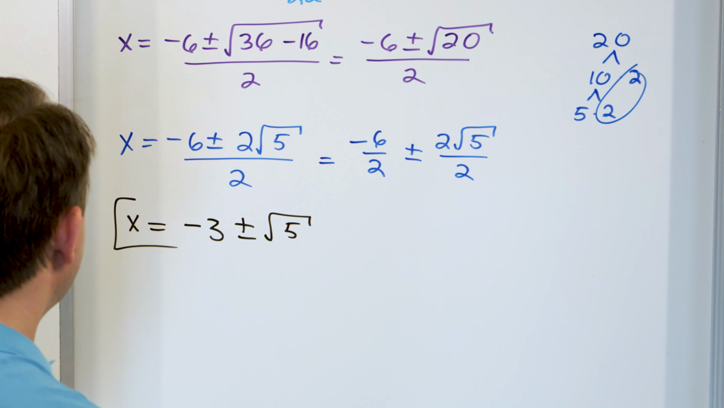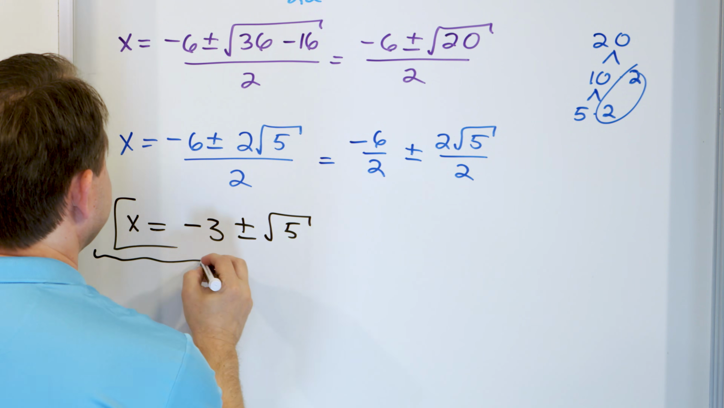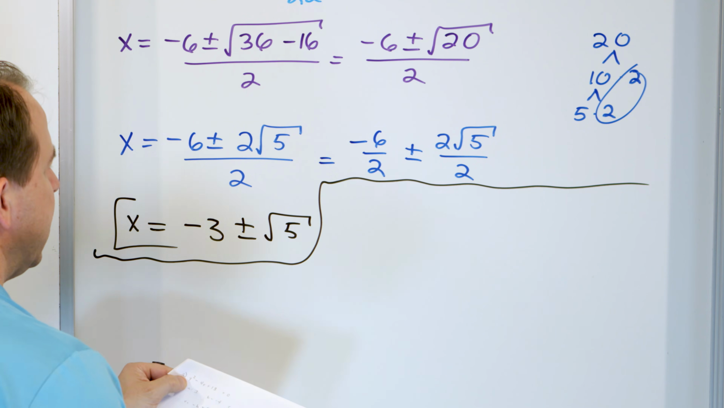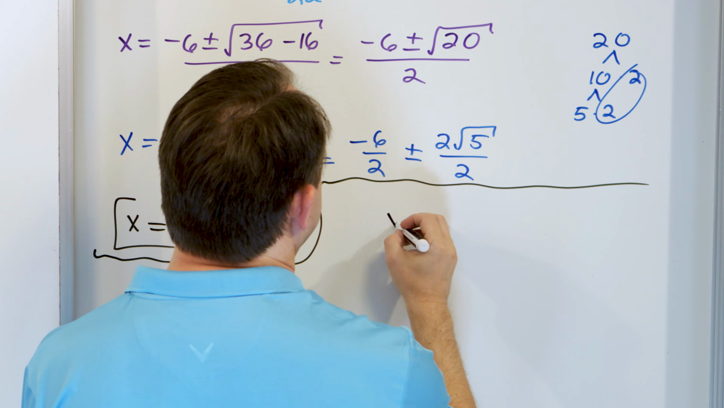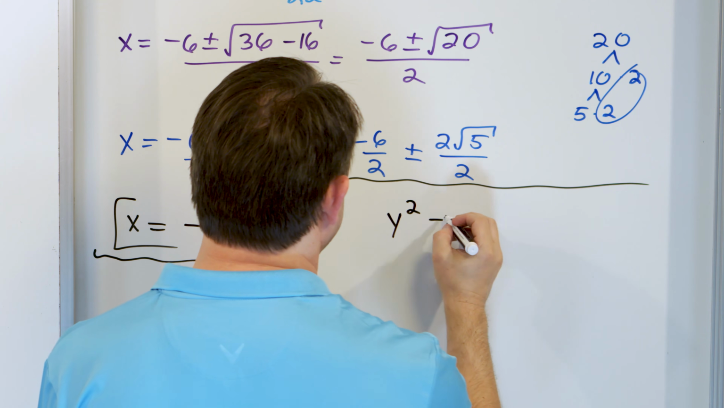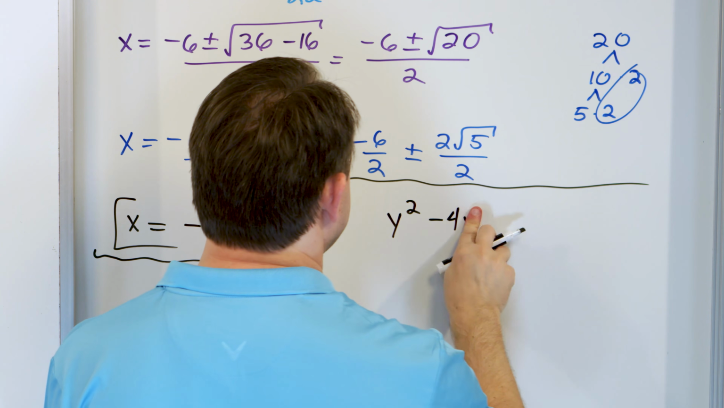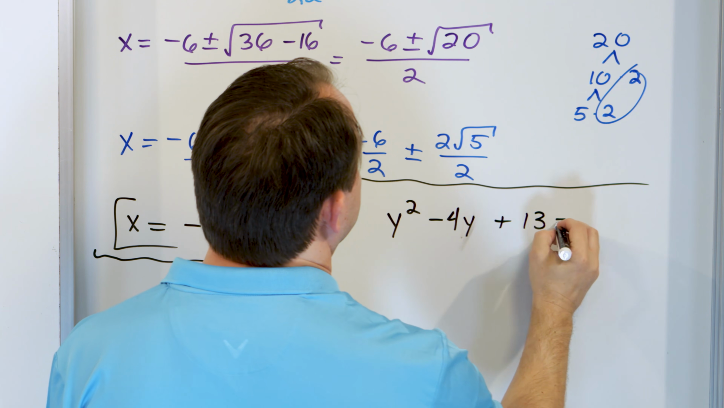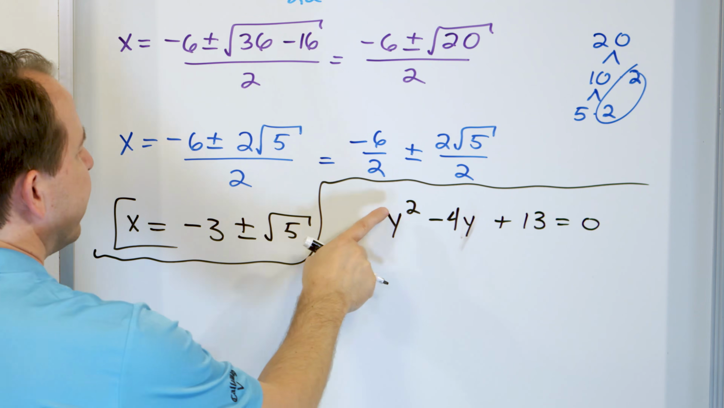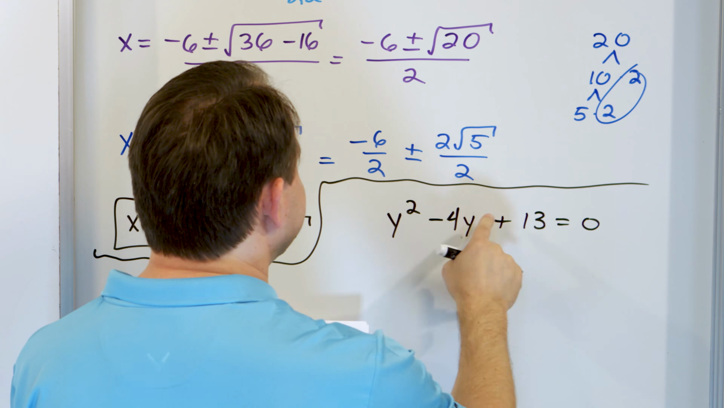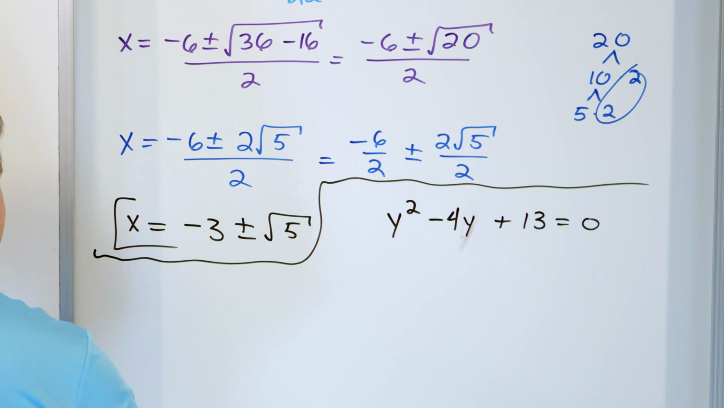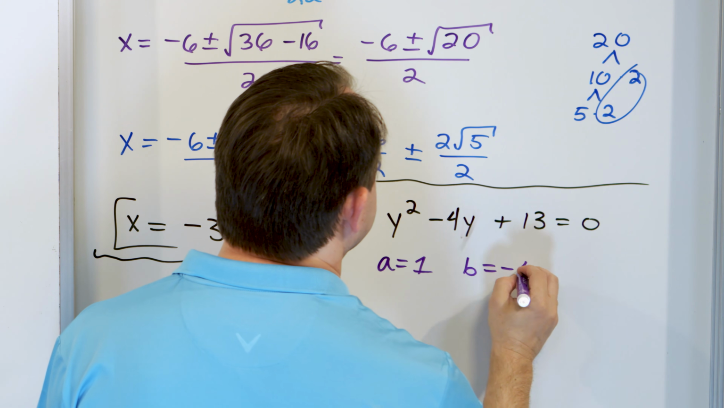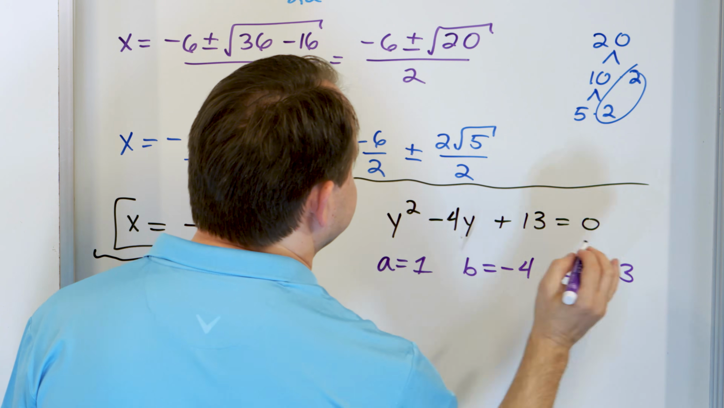All right, now for our last one, since we've done a little bit of this stuff, we'll crank through it just a touch faster. What if we have the quadratic y squared minus 4 times y plus 13 is equal to 0. So a is 1, b is negative 4, and c is 13. It's always a good idea in the beginning to write that down.